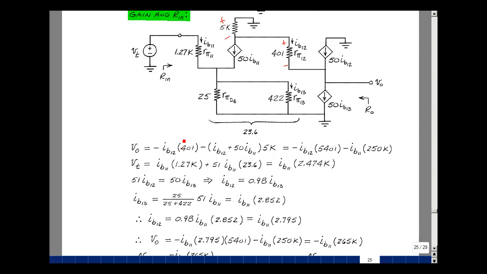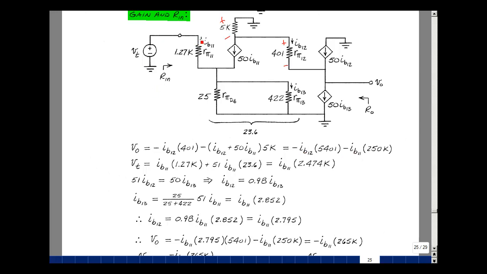Let's combine the IB12s together. I've got 401, and I've got 5,000. So 5,401 times IB12. And I've got 5,000 times 50 times IB11. Again, two minus signs. So I have V out in terms of IB12 and IB11. I'll need a few more equations to eliminate those two unknowns. Let's go on this end here. The rise in voltage is V test.